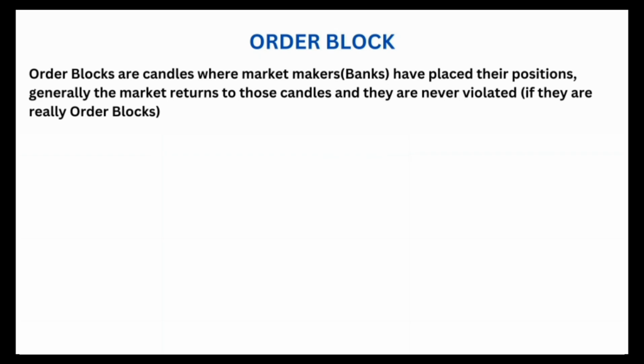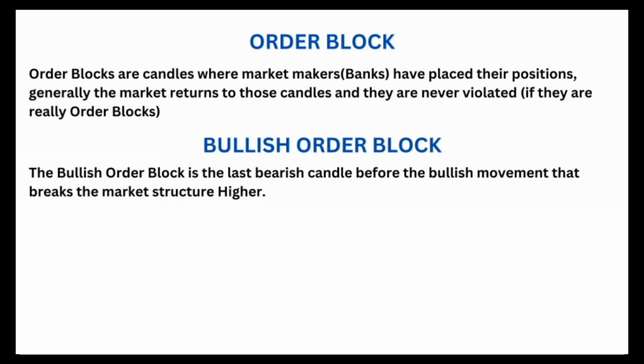And then we have two types of order block: the bullish order block and the bearish order block. What is a bullish order block? The bullish order block is the last bearish candle before the bullish movement that breaks the market structure higher. So the bullish order block is the last bearish candle. According to the definition, it does not mean every single last bearish candle is a bullish order block.